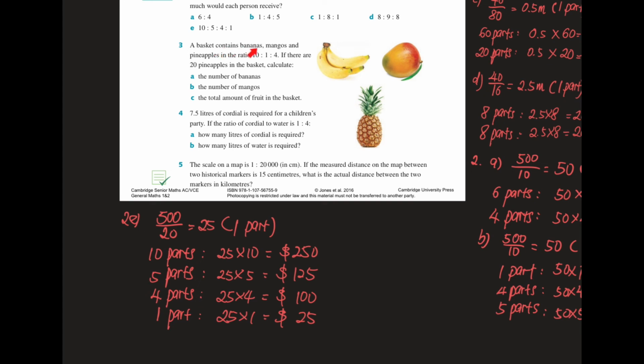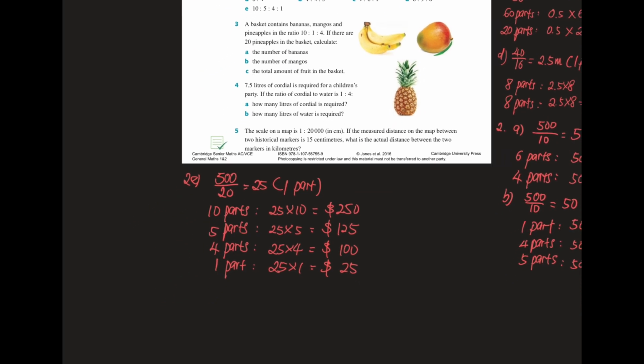Then question 3. A basket contains bananas, mangoes, and pineapples in the ratio 10 to 1 to 4. If there are 20 pineapples in the basket, calculate the number of bananas, the number of mangoes, and the total amount of fruit in the basket.